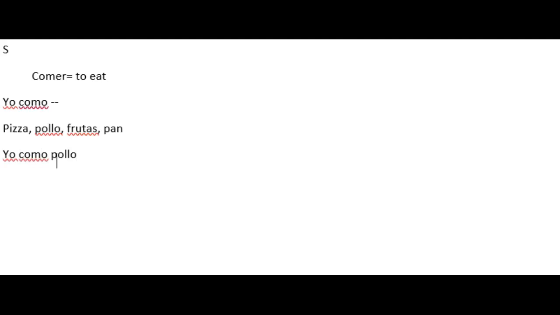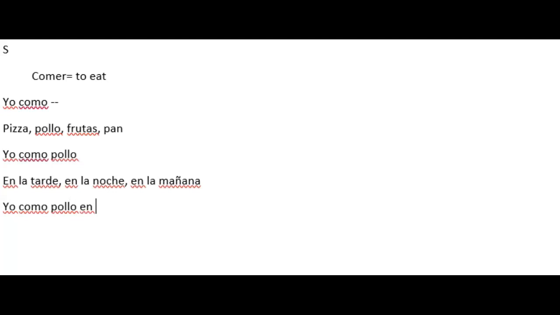And last year we also learned some vocabulary about time. We learned it en la tarde, in the afternoon, en la noche, at night, en la mañana. So we can make our sentences even longer. We can say yo como pollo en la tarde.